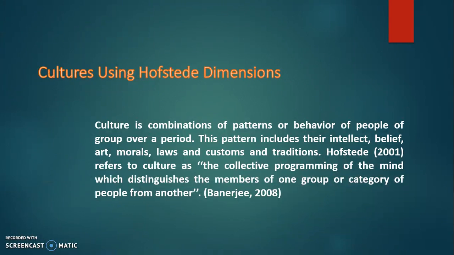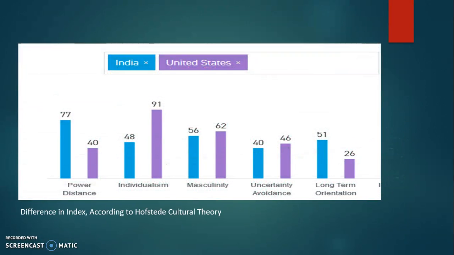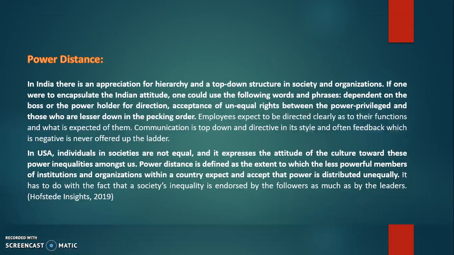Cultures using Hofstede dimensions. Culture is a combination of patterns or behavior of people of a group over a period. This pattern includes their intellect, belief, art, morals, laws, and custom and tradition. Hofstede refers to culture as the collective programming of the mind which distinguishes the members of one group or category of people from another. This is the difference in the index of the United States and India according to Hofstede's culture theory.